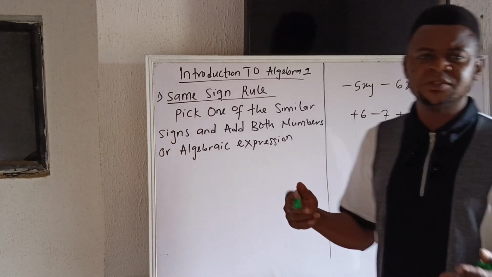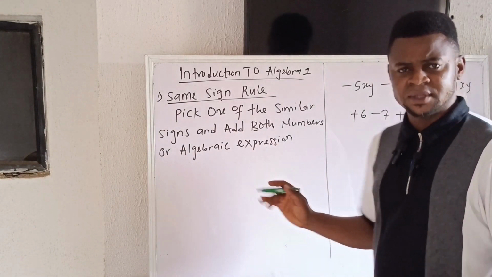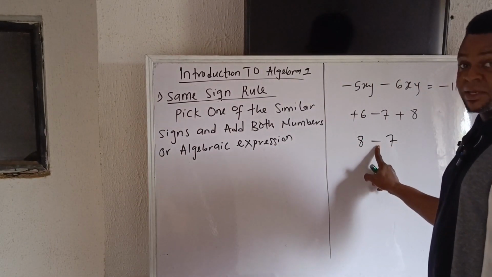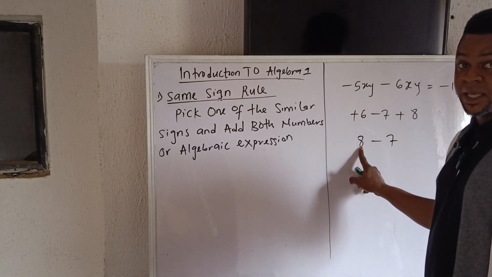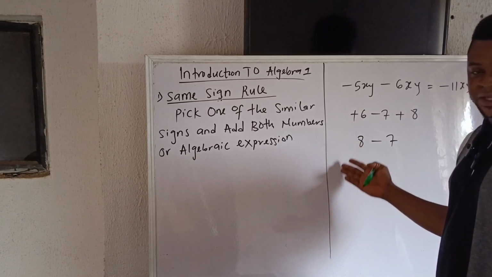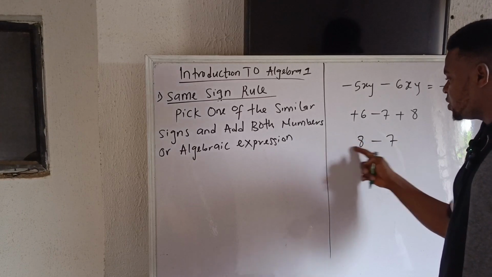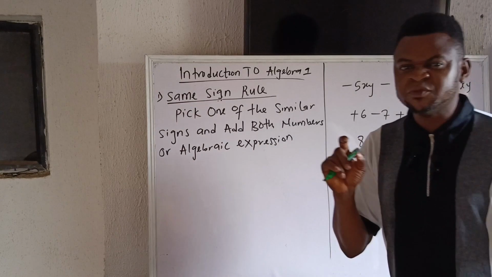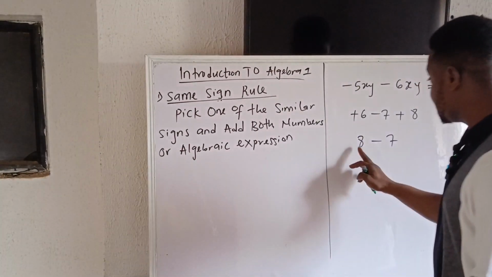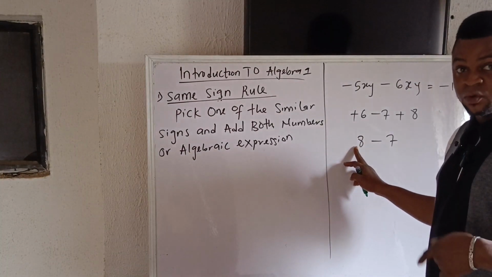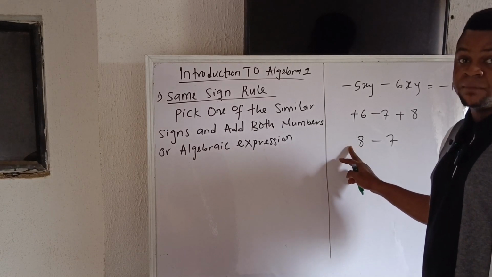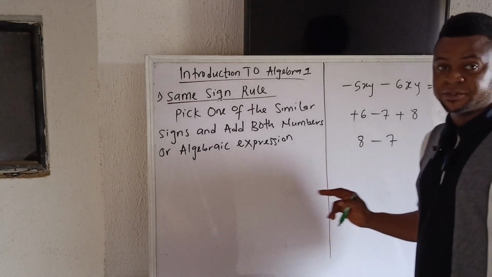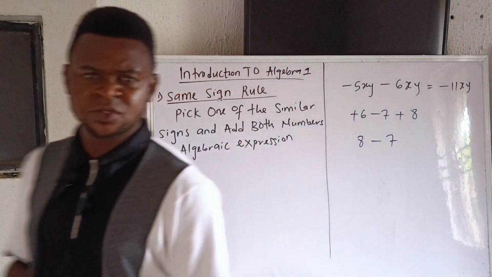But most times some numbers are written without any sign in front of them, such as 8 minus 7. Now the sign for 7 is minus, so this minus doesn't belong to 8. But let's look at 8. Does it have any sign? Looking at the front of 8, we don't have any sign in front of it. It means our 8 has an invisible plus sign, which is not clearly written here. So our 8 has an invisible plus sign, while our 7 has minus. So this takes us to the same sign rule.